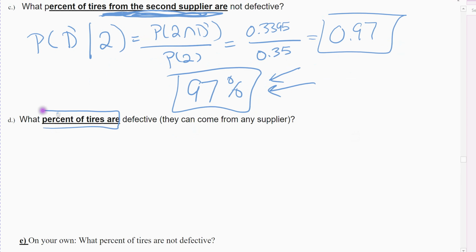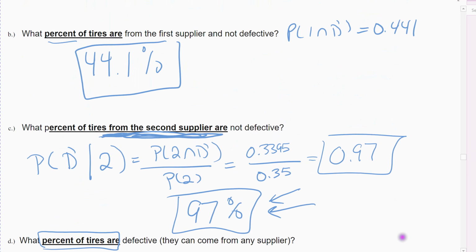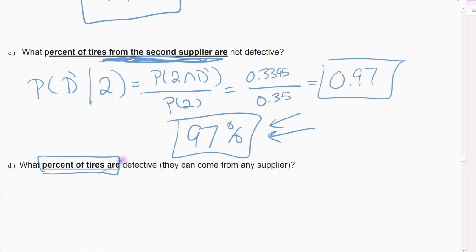What percent of tires are defective? This is again like the first example. There's no condition being placed on it. It didn't say they are from this particular group. It just said what percent of tires are defective. And I did add this to reiterate: they can come from any of the suppliers. So out of all of my tires, what percent of them are bad? Some of them come from the first guy, some from the second, and some from the third. So the probability there, defective.